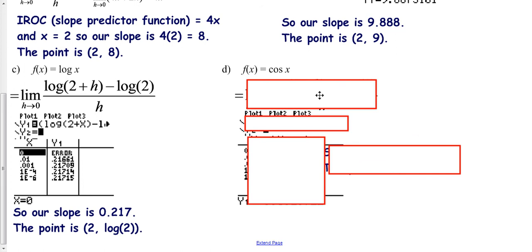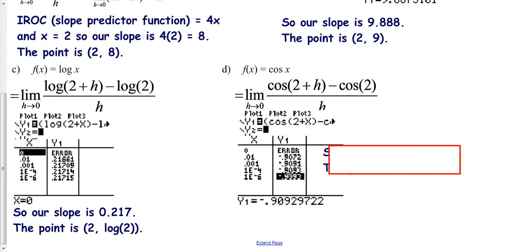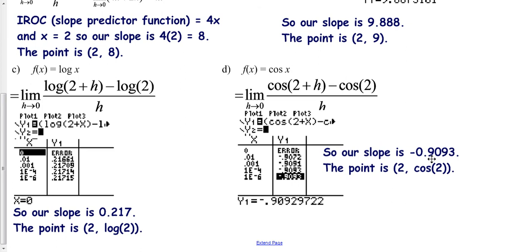Similarly over here, we're going to do our IROC formula for the slope of our tangent line. Plug in 2 plus h minus what we get when we plug in 2. Once again, we cannot algebraically work that out yet. So we go ahead and use our calculator, putting it in our y equals, setting up your table, making sure your calculator is in radian mode. Then we have our slope, and you have your point, so you could find the equation of your tangent line.